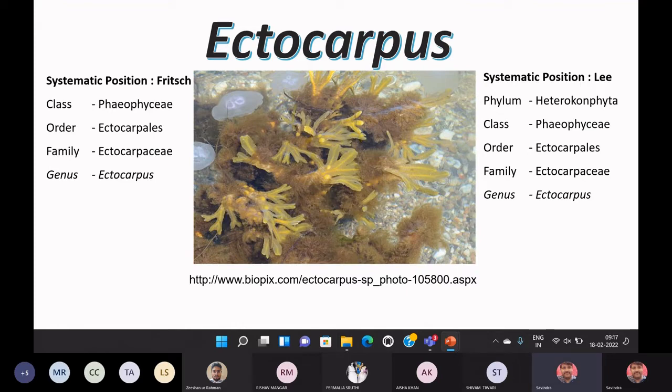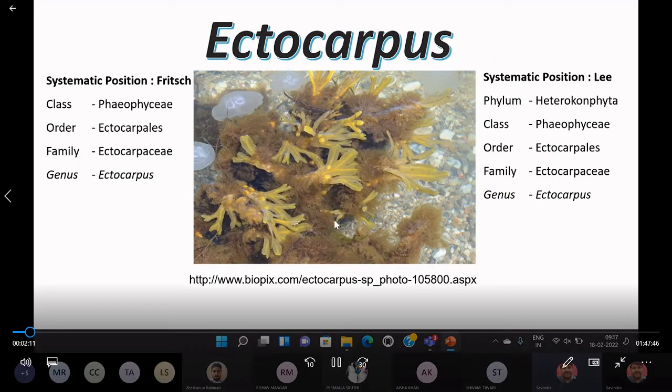Whereas, like other Xanthophycean and Phaeophycean algae, because of their heterokont type flagella, Lee placed Ectocarpus under phylum Heterokontophyta, and in that phylum he placed this under Phaeophyceae. Okay, so now you can understand why Xanthophycean and Phaeophycean algae are close to each other. And the rest of the things were the same: order Ectocarpales, family Ectocarpaceae, genus Ectocarpus.